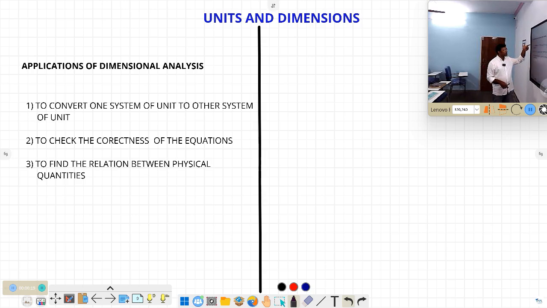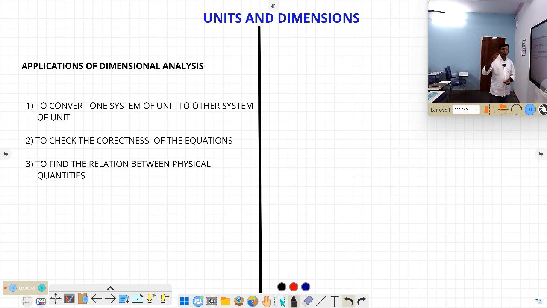The first application, which we already took on the board, is to convert one system of units into another system of units. We have physical quantities, and every physical quantity we represent with a magnitude and its unit. The units can be represented with different types of systems. Last class we discussed the CGS system, FPS system, MKS system, and SI system. Here we can convert one system of unit to another system of unit using dimensional analysis.